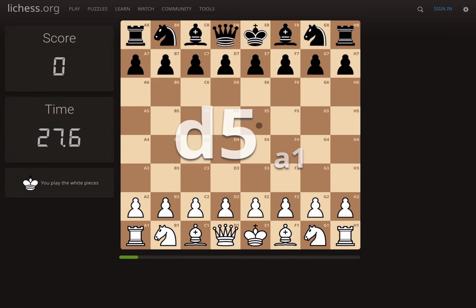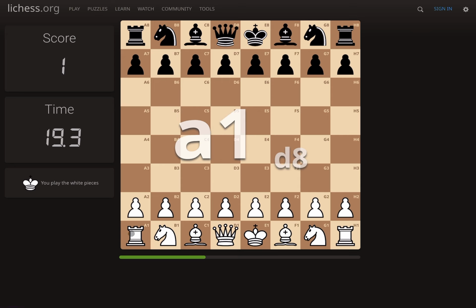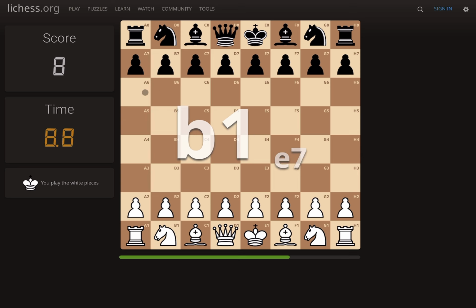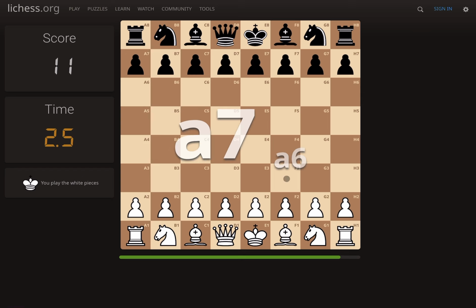D5, and so you look for D5. The D file is here. The 5 rank is here, and so that is D5. A1 is right here, and I actually turned on the coordinates for now so that you guys can see. I'm actually really bad at this. I did train once in a while when I first started doing chess, but then I kind of gave up, and I just felt that I didn't need it that much.